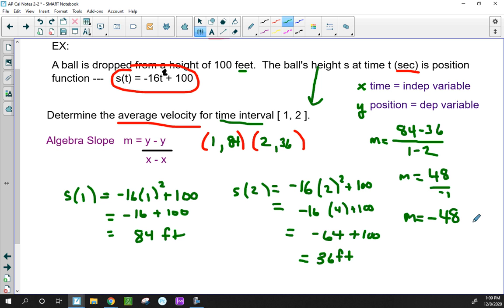And you do have to put it in terms of this question. So what was the y? Well, the y was dealing with the height. So we got to put feet on top of my units. And what was the x? Well, it was the time. And time was measured in seconds in this problem. And so you would want to write it like this: negative 48 feet per second.